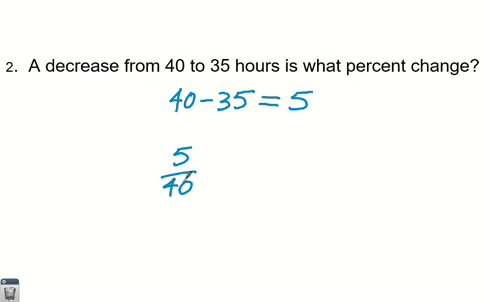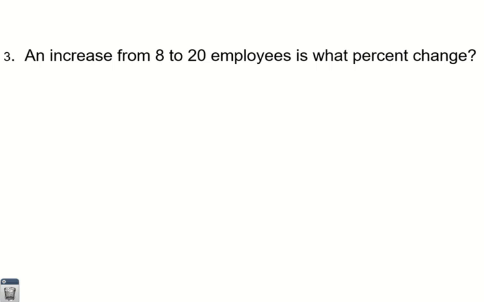Well, we do the division on my calculator, and the decimal is 0.125. When I move that decimal two places to the right, it looks like it was a 12.5% decrease. Another example or two, just for repetition, I guess.